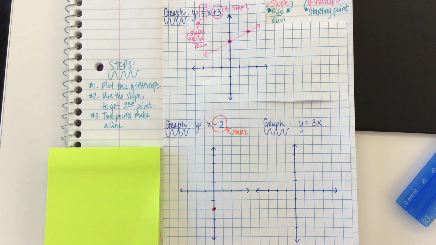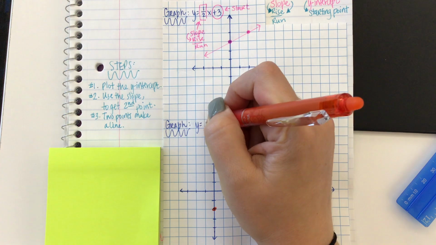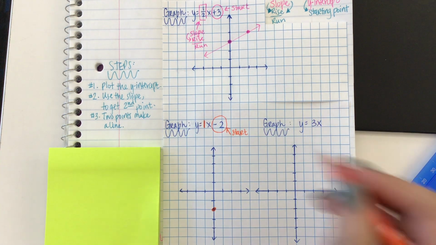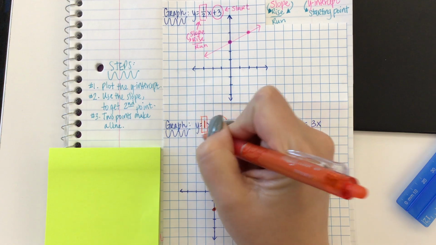So what number is there? How many x's do we have? Well, we have 1x. So really there's like an invisible number 1 over there. So this right here is our slope.